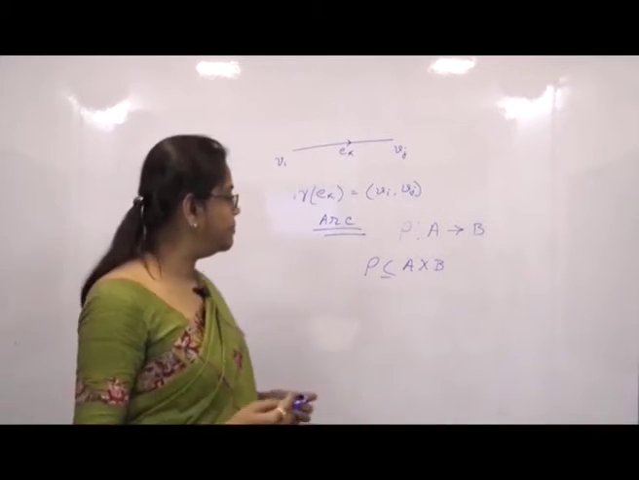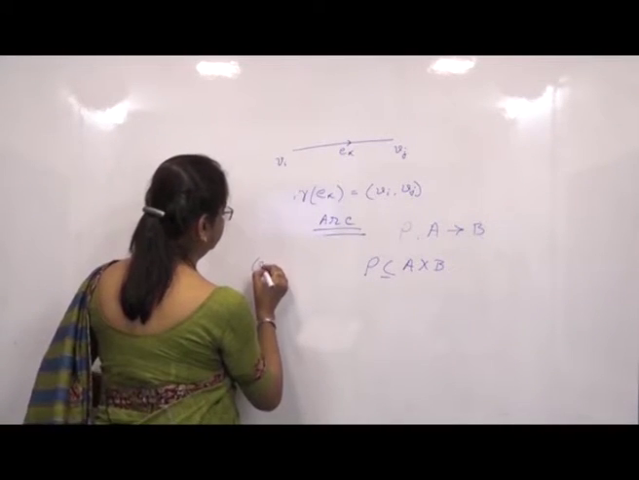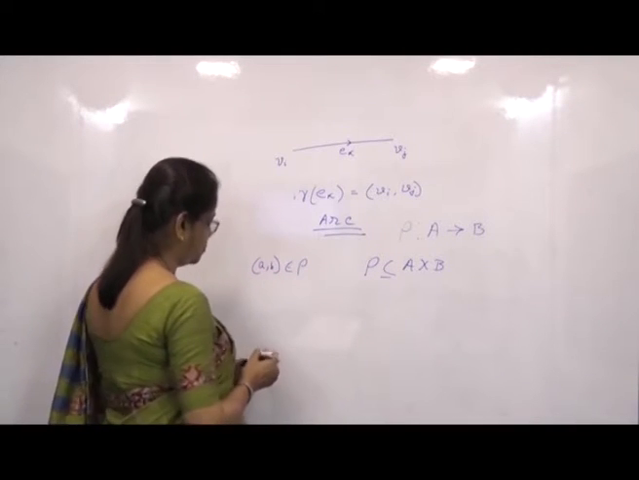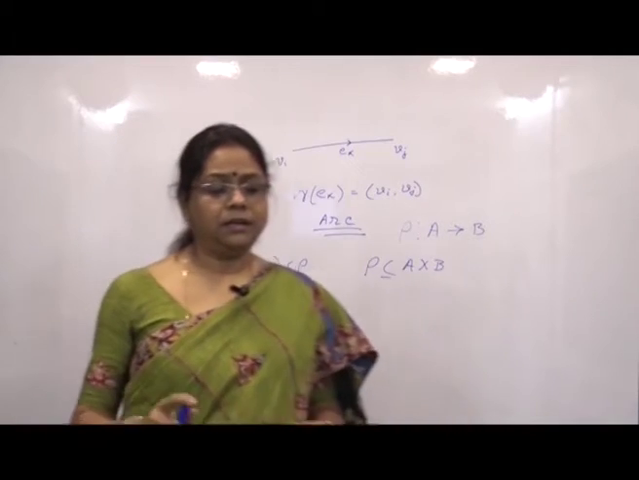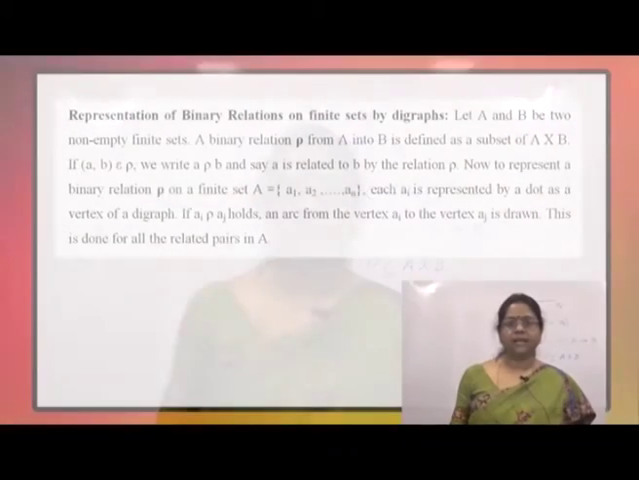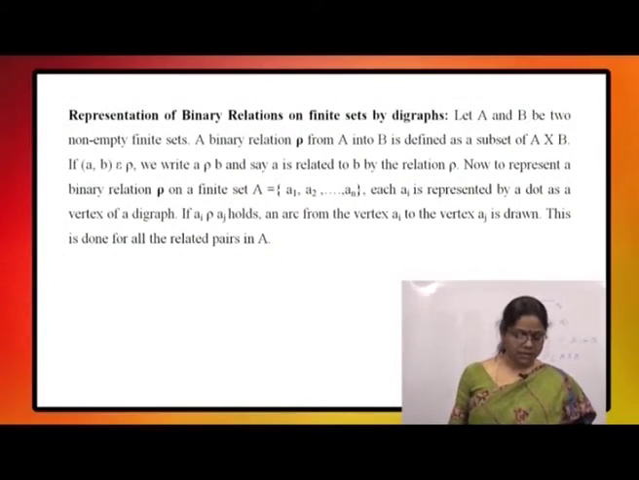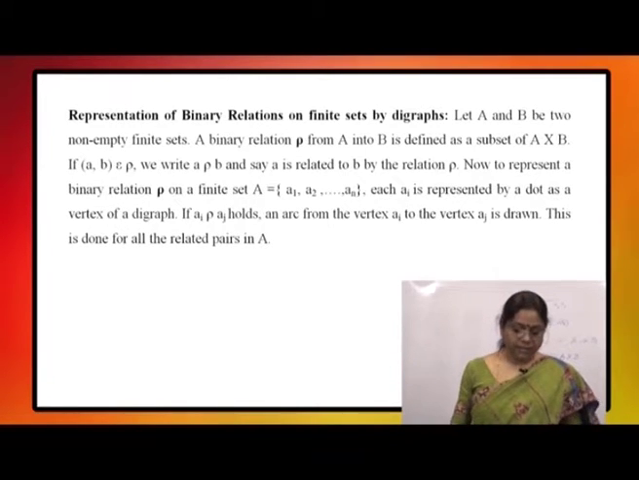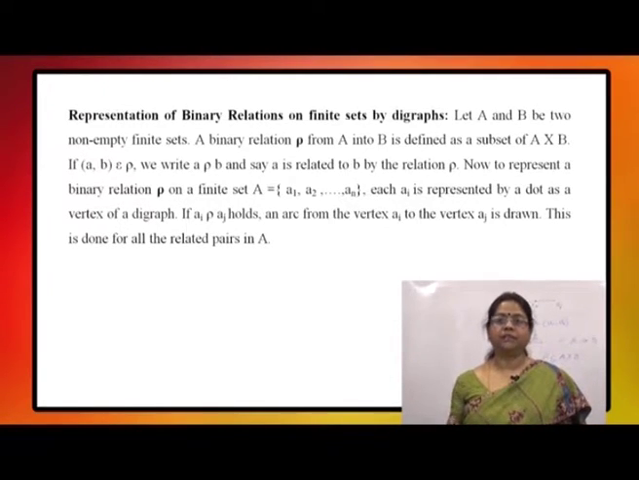So if A and B, the pair AB belongs to rho, that means that vertices A and B are related by some assigned relation rho.